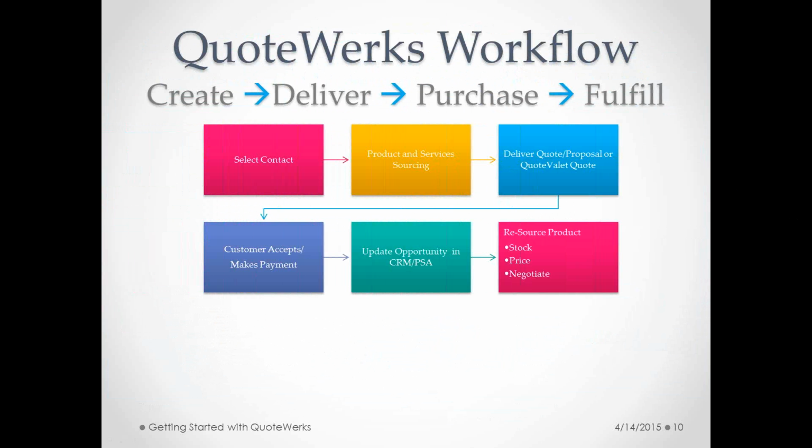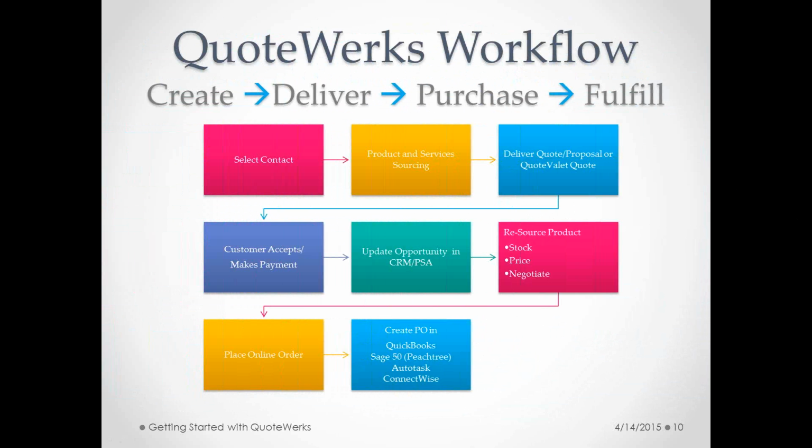Once that's done, you can then resource the product from the different vendors. You can check pricing from your vendors before you actually place the order, and then that would be the next option, is to place your order. And then you can create the PO. If you want to use QuoteWerks to create the purchase order in QuickBooks, Sage 50, Autotask, or ConnectWise, you can do that straight from our software.